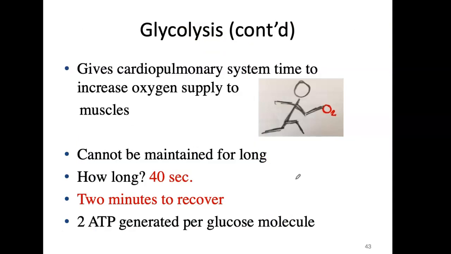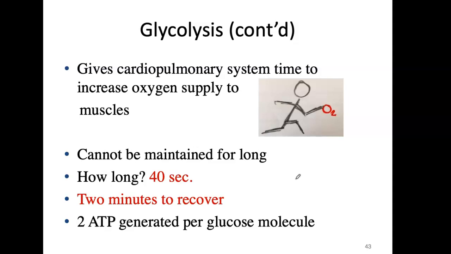Glycolysis, it turns out, gives the cardiopulmonary system time to increase the oxygen supply to the muscle. So it's like creatine phosphate, you ran out, then you switch over to glycolysis and you use that a little bit even though you're low on oxygen, because you haven't increased your respiratory rate or depth of breathing yet. So in the meantime, you're going to use that. But again, you can't maintain it for very long. You're going to maintain it for about 40 seconds, and it's going to take about 2 minutes to recover.